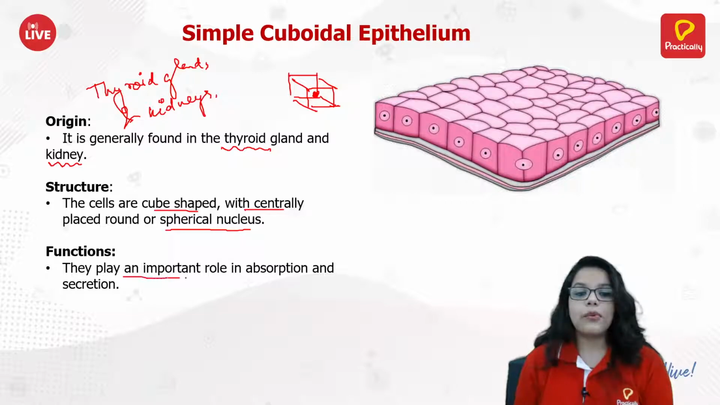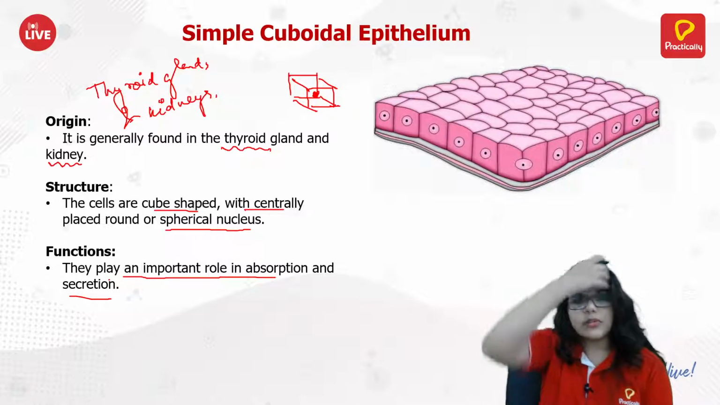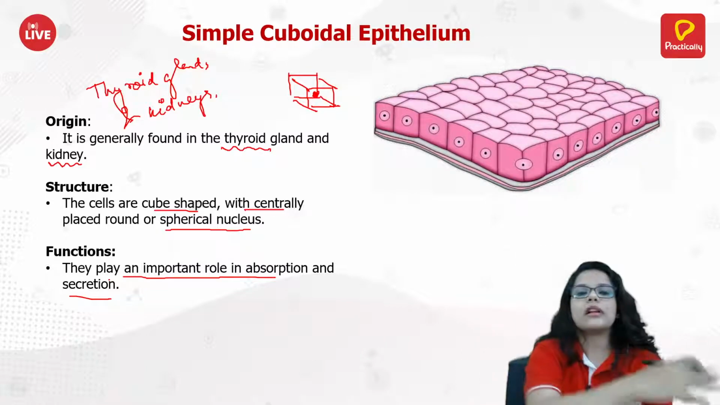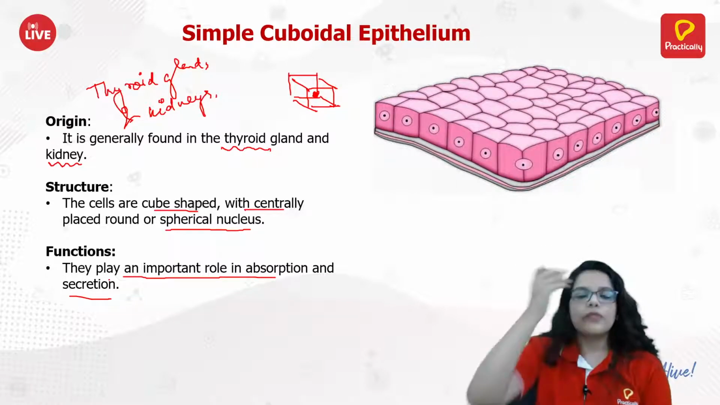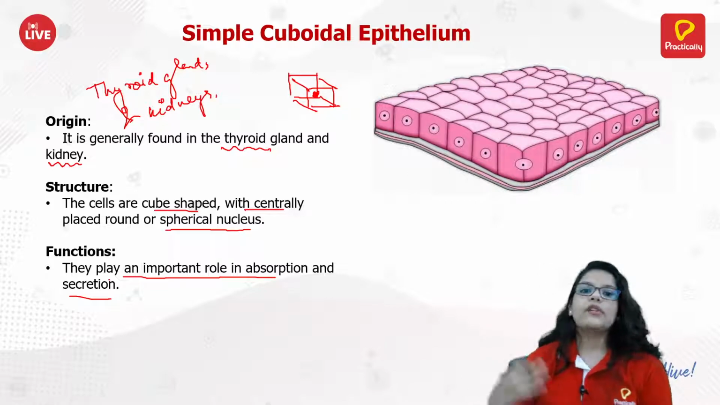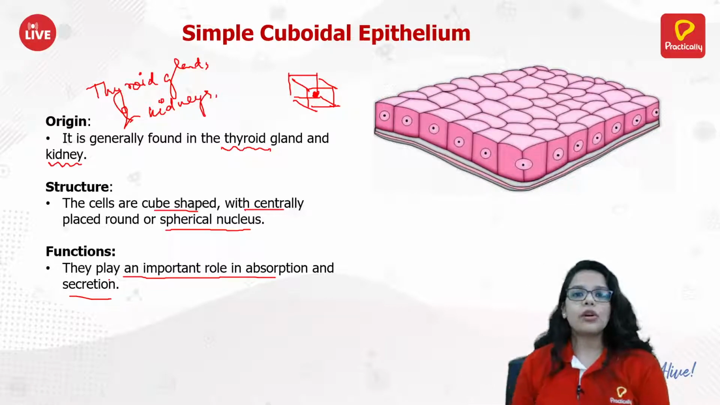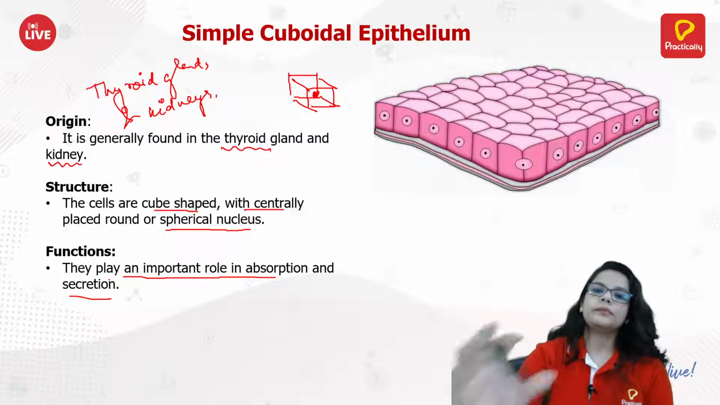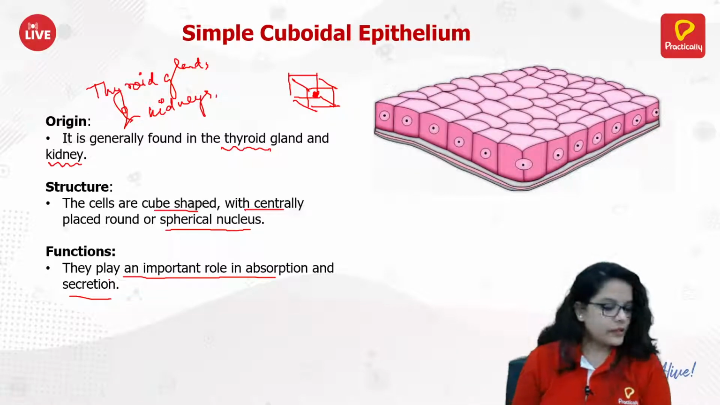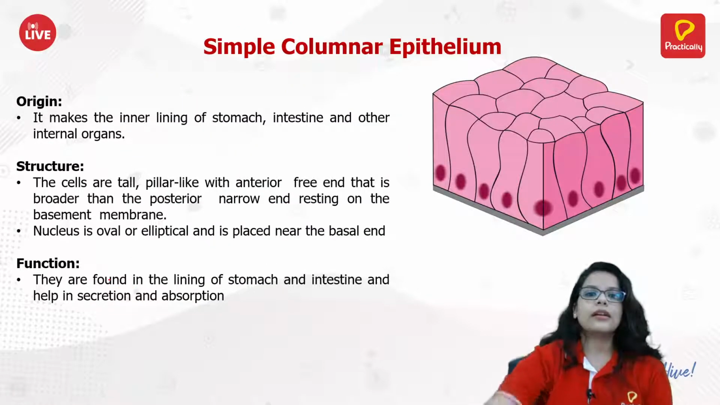They play an important role in absorption and secretion. Why secretion? Whenever we talk about glands, there are epithelial cells specific for glands, but there is also cuboidal epithelium which works in the glands. And the function of a gland is what? Secretion. So cuboidal epithelium helps in secretion.